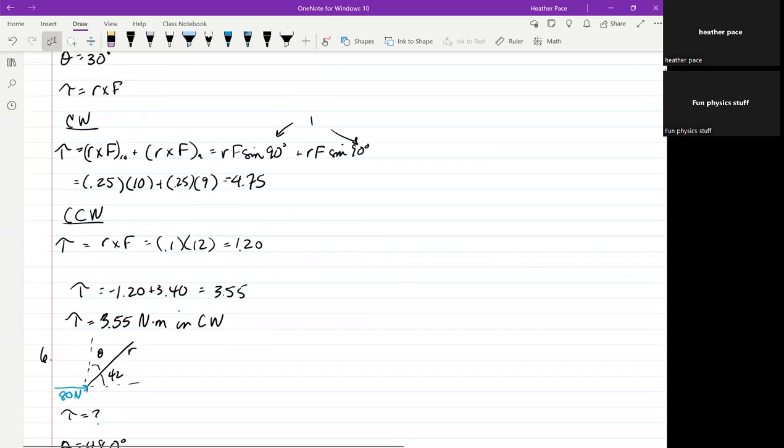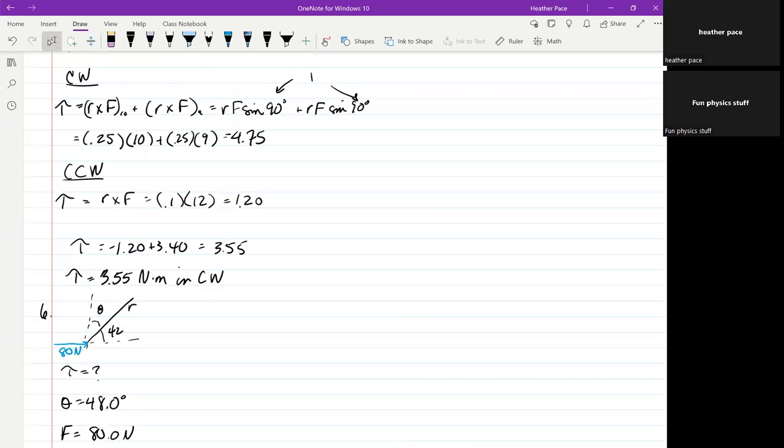Anyway, so counterclockwise, we're going to have tau equals R cross F. We're going to have sine of 90 again. So we're going to end up with 0.1 times 12, and we're going to have 1.20. Here, we're going to decide what our positive and negative are, because they're going in opposite directions.